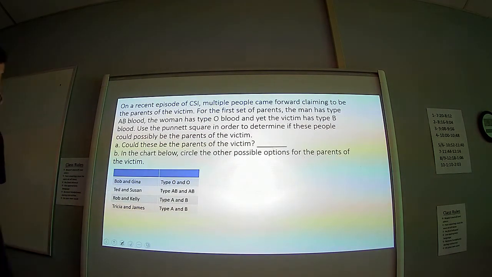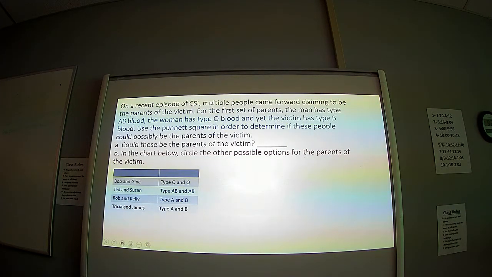I think this is the last example I'm going to do. On a recent episode of CSI, multiple people came forward claiming to be the parents of the victim. For the first set of parents, the man has type AB blood, the woman has type O blood, and the victim has type B blood. Use the Punnett square in order to determine if these people could possibly be the parents of the victim.